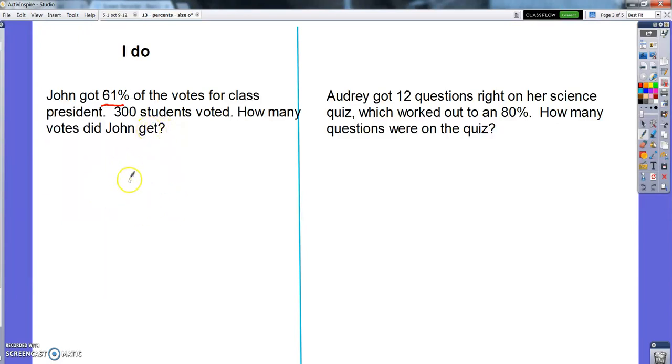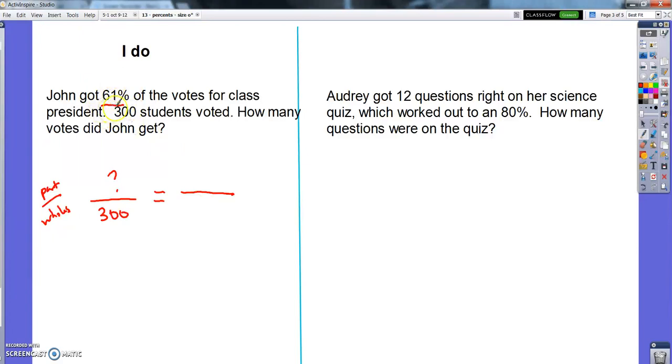So I'm going to set up my proportion here, and I'm going to be careful. So I want to know parts and wholes. So I know the part in the ratio of students who voted. 300 out of, I know the whole. 300 students voted. How many voted for John? So 300 is the whole, so it's going to be a denominator. Doesn't matter which side. Let's just do that side. And I'm trying to find what part of those 300 voted for John.